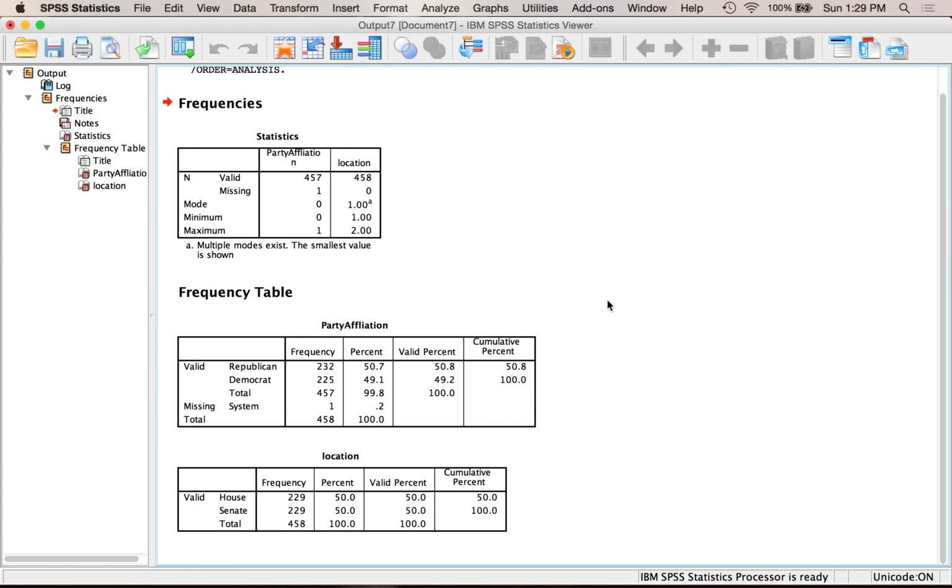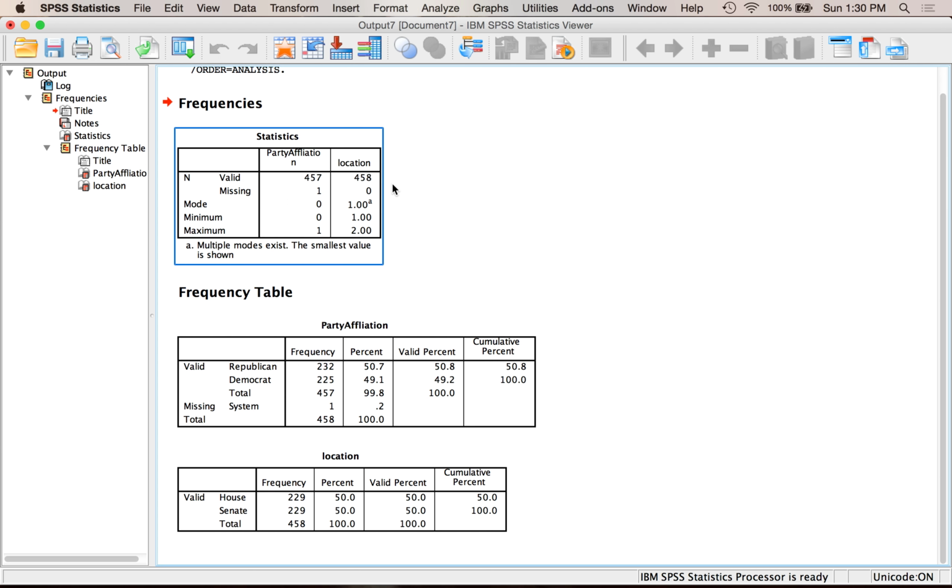Alright, so for party affiliation, it says I have 457 and I'm missing 1. The mode, or the most often number, is 0, and I've clearly labeled them 0 and 1. And so whoever the 0 group is going to be the most common option. That's probably a little easier to see in the frequency table down here, and I can clearly see that Republicans have a higher percent than Democrats.